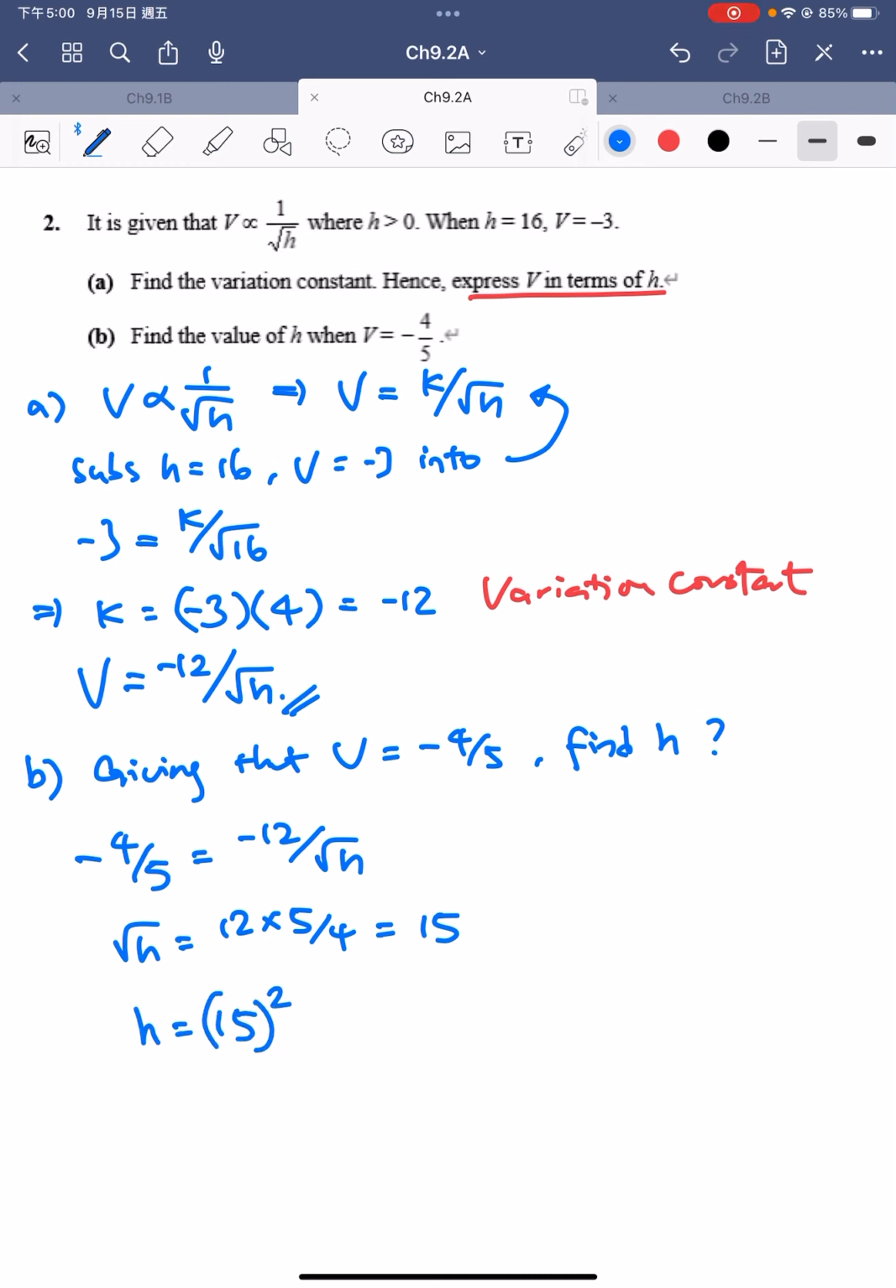A lot of people make mistakes here. So be careful: when you don't want the square root, you give the square to both sides. So we have 15 squared is equal to 225. So that's the solution for question 2.